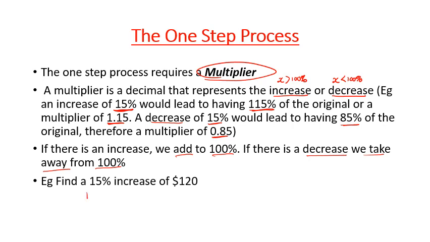So using our one-step process, it says find a 15% increase. We know that we're actually looking for 115% because it's an increase. We've added the 15% to it. So 115% now of 120. We use our multiplier, so this becomes 1.15 because we've turned our percentage into a decimal. Multiplied by 120 gives us $138. So you can see that we end up with the same answer, but using the one-step process, we don't have part one and part two anymore. We simply find our multiplier and then we work out our answer.